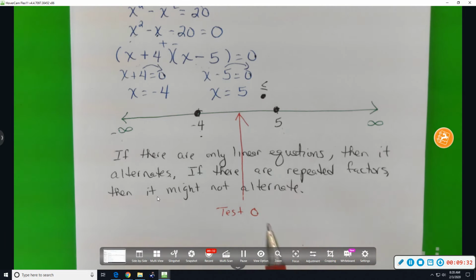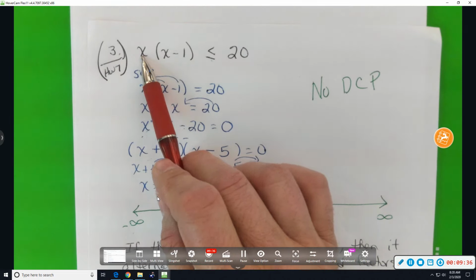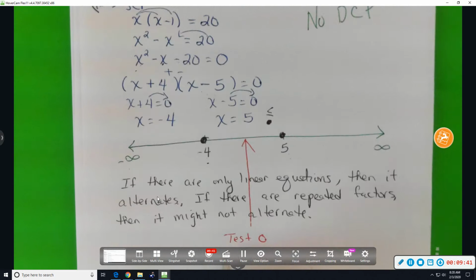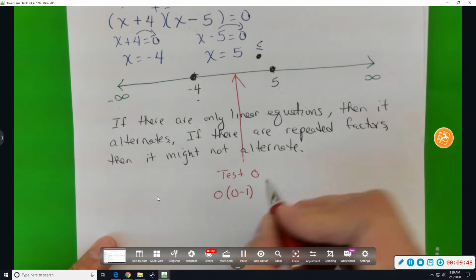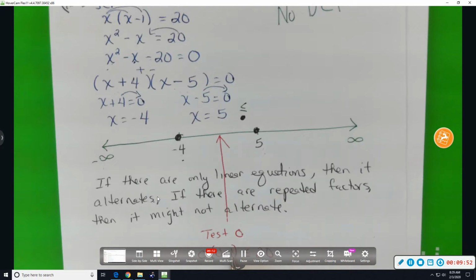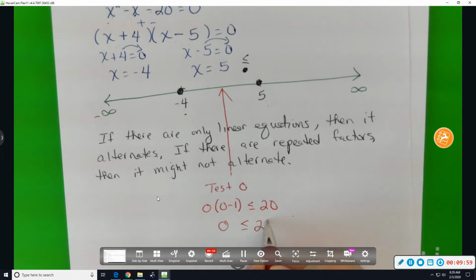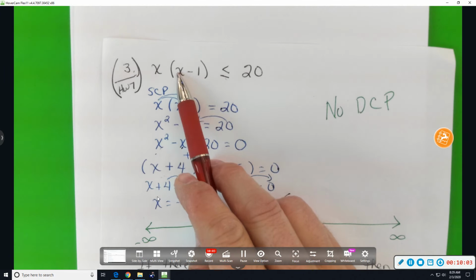So, maybe I zoomed in too much. I'm going to have to put a 0 in for this x and that x. So I'd have this, 0, parentheses, 0 minus 1 is less than or equal to 20. Well, the 0 minus 1 is a negative 1. It's times 0. Anything times 0 is 0. If I plug a 0 in right here and here, can y'all do that in your head?